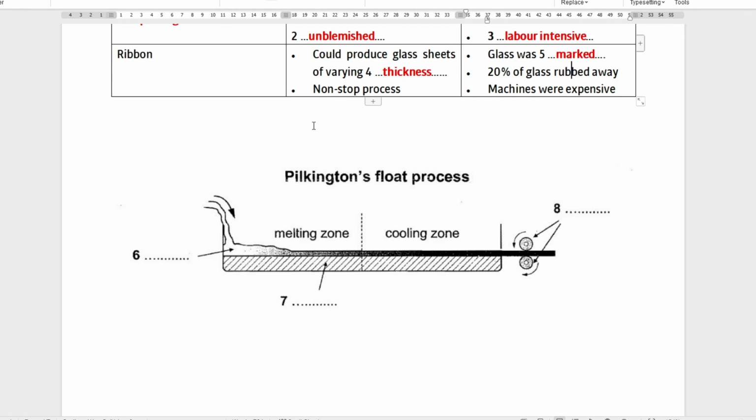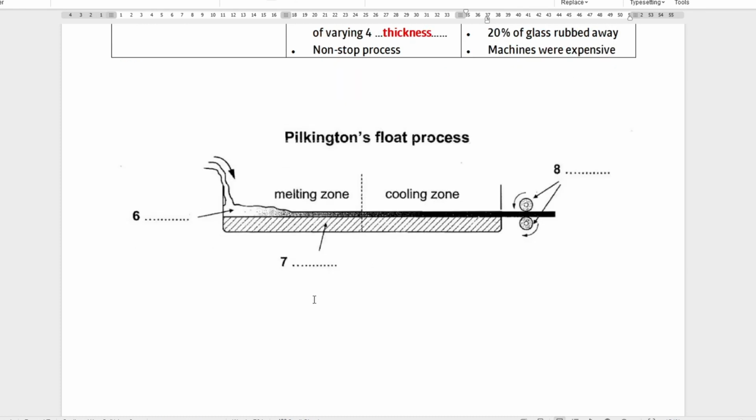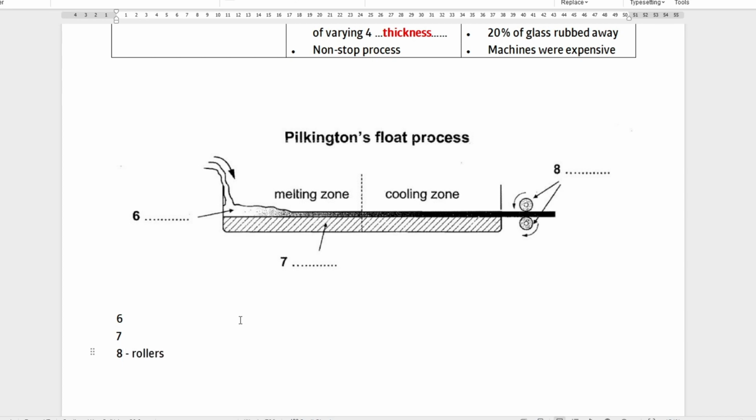Melting zone. We have a cooling zone. We have two zones, and we have two circular shaped things of some sort. We remember that number 8 was rollers. So let me just put 6, 7, 8. We remember that number 8 was rollers, and okay, 6. But we're still left with 6. All right, something is getting into this cylinder shape, but we don't really know that.